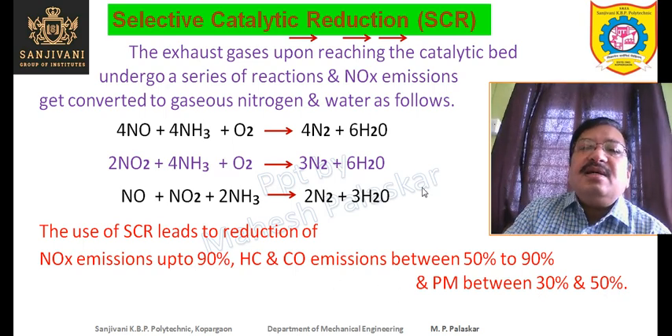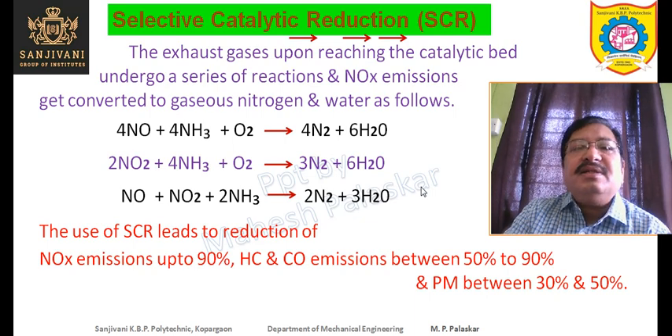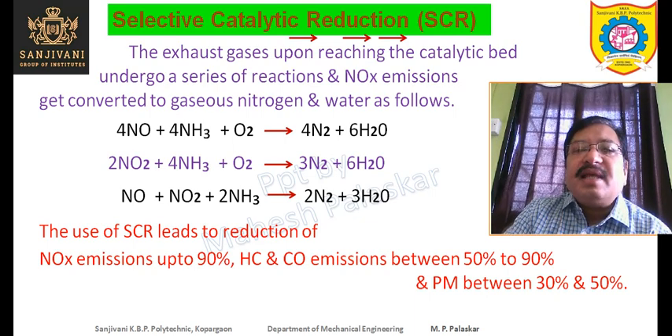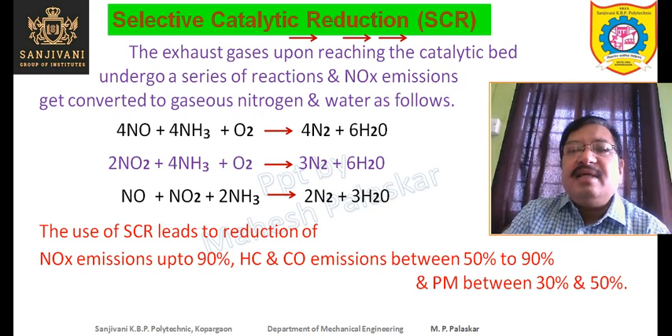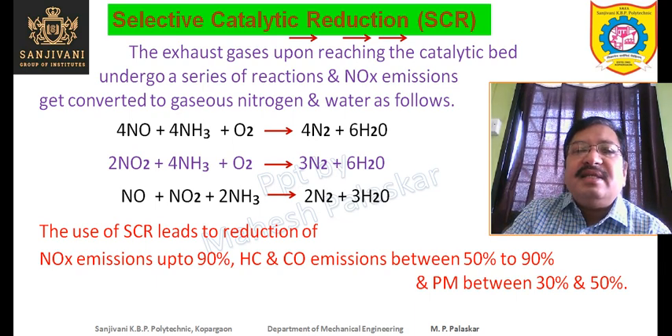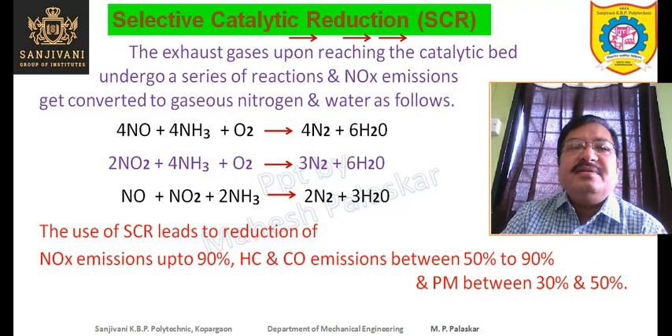So this is the use, this is the importance of the selective catalytic reduction unit, and this is the process of selective catalytic reduction. In this way we can use selective catalytic reduction in diesel engines so as to control the nitrogen oxide emissions especially, and the emissions can be reduced in this way.